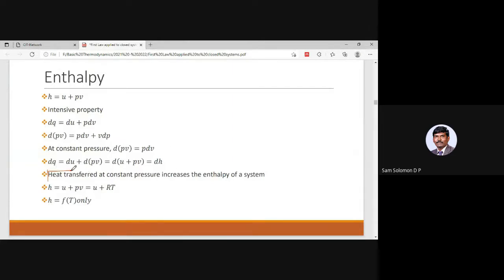Heat transferred at constant pressure increases the enthalpy of a system. But the important takeaway is H is equal to U plus PV. This is very, very important.